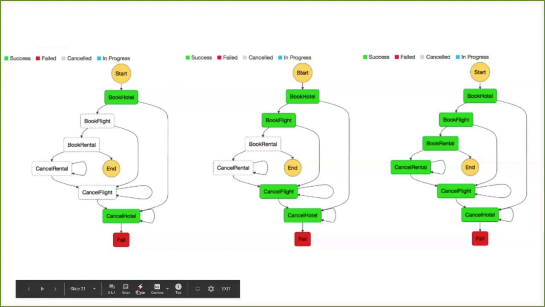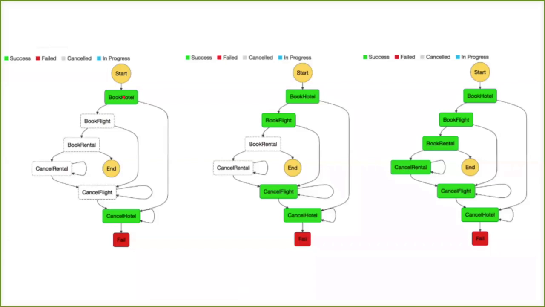Let me use the pointer. When you try to book the hotel, if it succeeds, you can go and make a reservation for the flight. Let's say that fails. There's no problem. So you can basically go back to cancel hotel and do the rollback of that service and end your function.